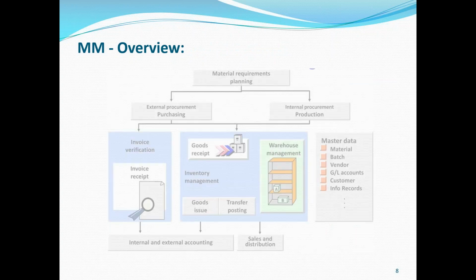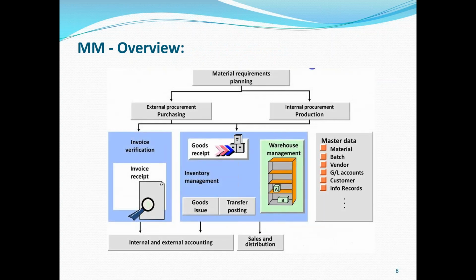After understanding the organizational structure, we can see that the module can be divided into four parts: planning, purchasing, inventory management, and invoice verification. Let's briefly discuss each of these parts of the module.